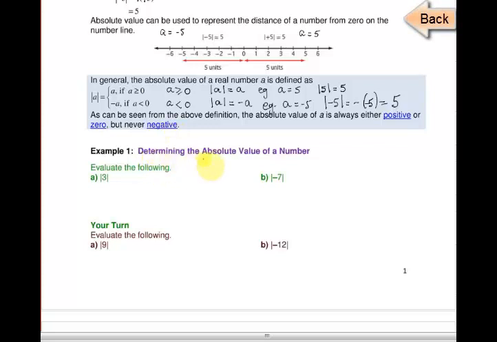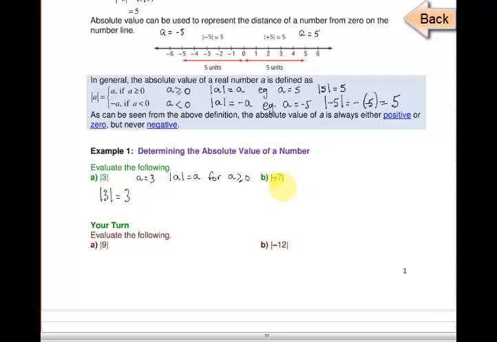So let's try evaluating some numbers. Determining the absolute value of a number, evaluate the following. We want the absolute value of 3. Well, this means that a is equal to 3, and we know that the absolute value of a equals a for a greater than or equal to 0. So that means that the absolute value of 3 is equal to 3.